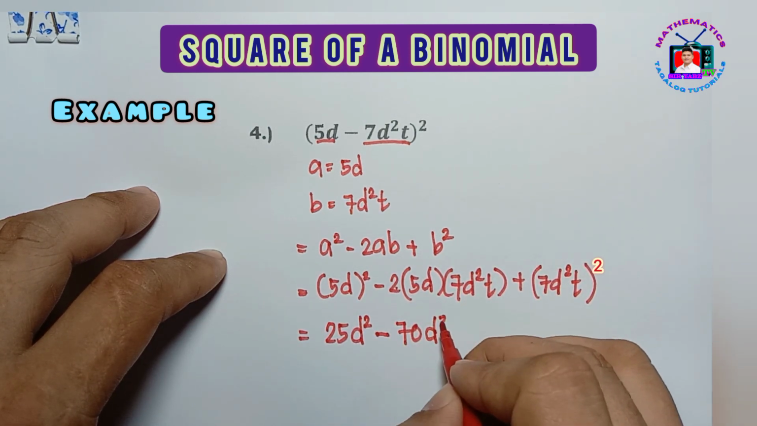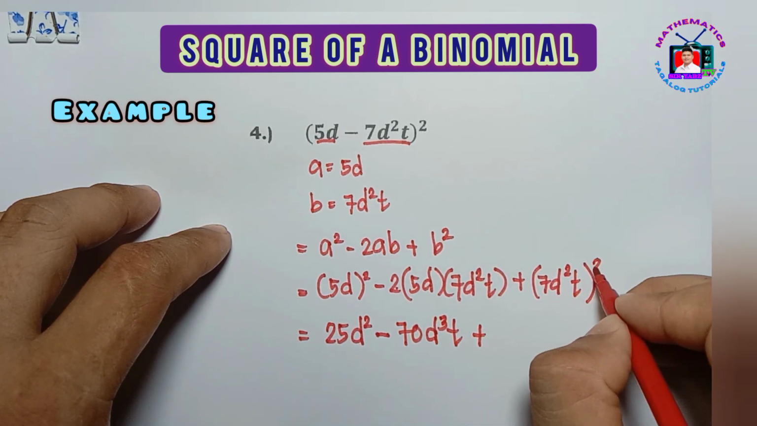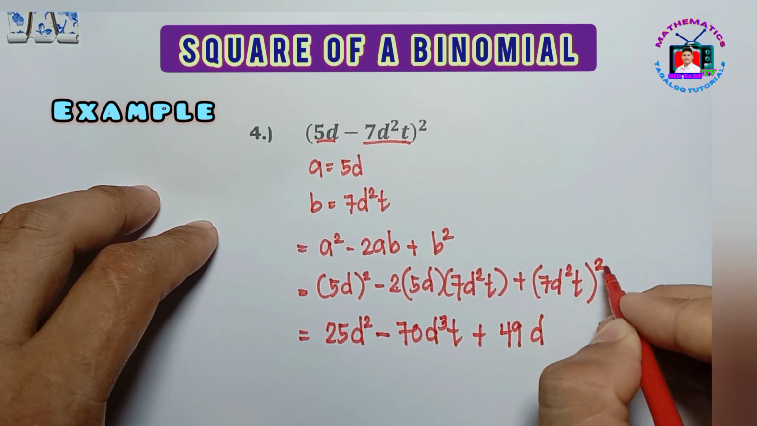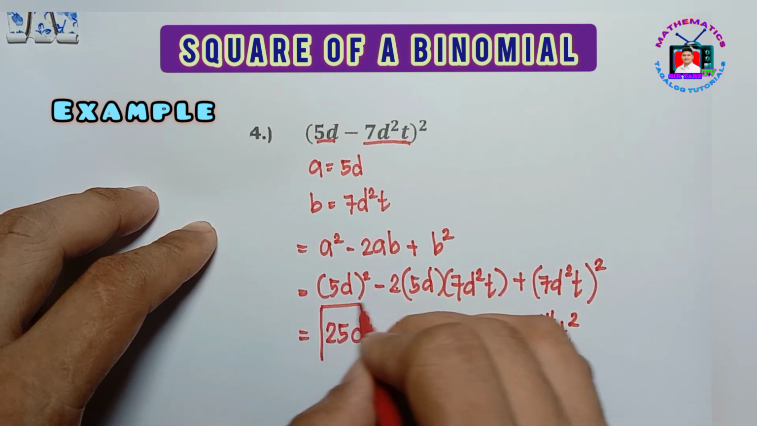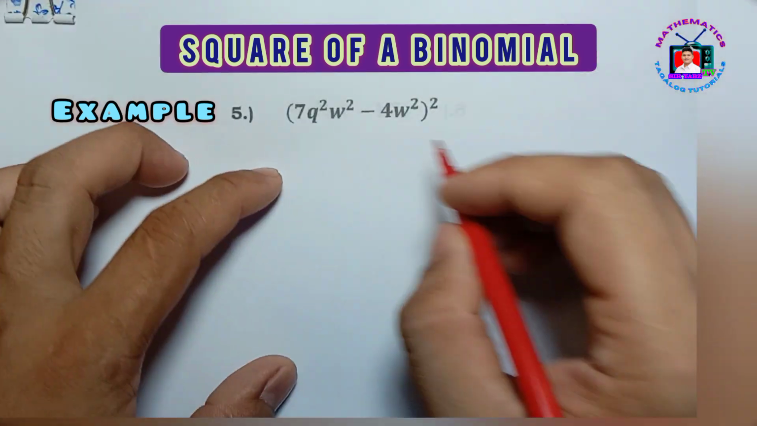d times d squared. So we apply the product rule: d cubed t. Plus 7 squared equals 49. d squared raised to 2, power of a power, so it becomes 2 times 2. So d raised to 4, t raised to 2. So that is the perfect square trinomial for our number 4.